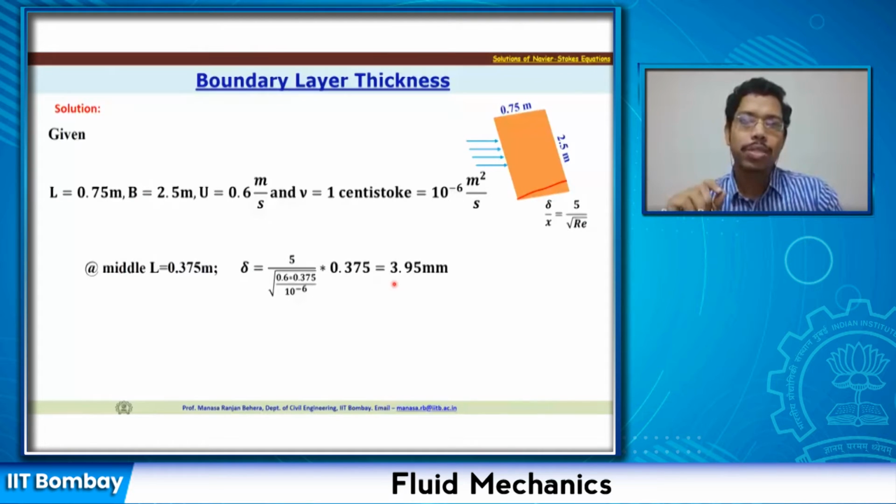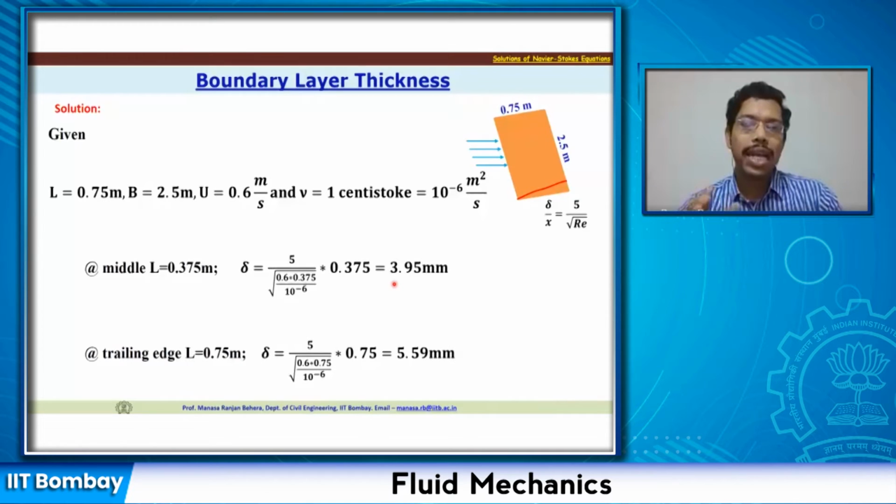Similarly, we can find out the value at the trailing edge. At L equals 0.75, delta is going to be 5.59 mm. So you can see how the boundary layer thickness is increasing.